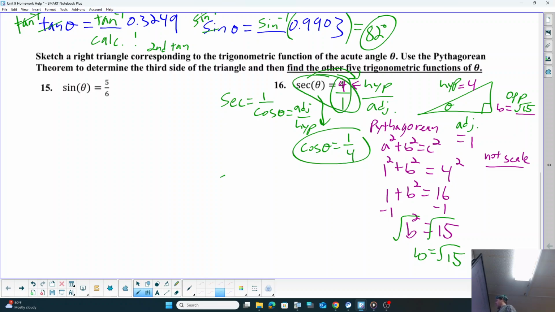Now we're going to do sine. So sine of theta is opposite over hypotenuse.